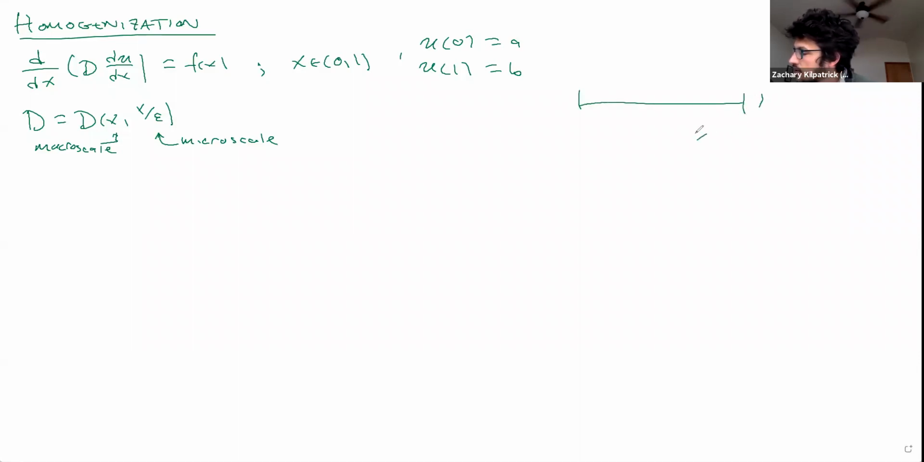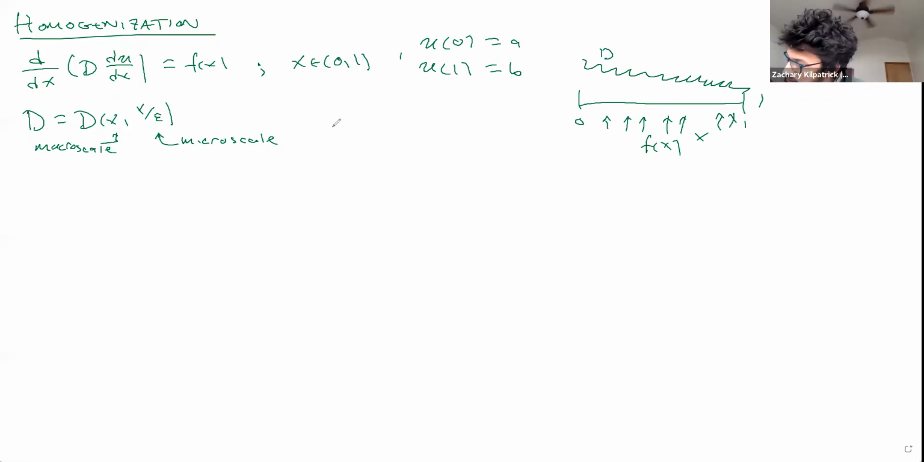Okay, and so here's our x. We go from 0 to 1, and there's some forcing applied here. This is our f of x, and our d here, maybe it varies something like this. And one example we took of this was, for instance, d could be 1 over 1 plus alpha x plus beta g of x cosine of x over epsilon.